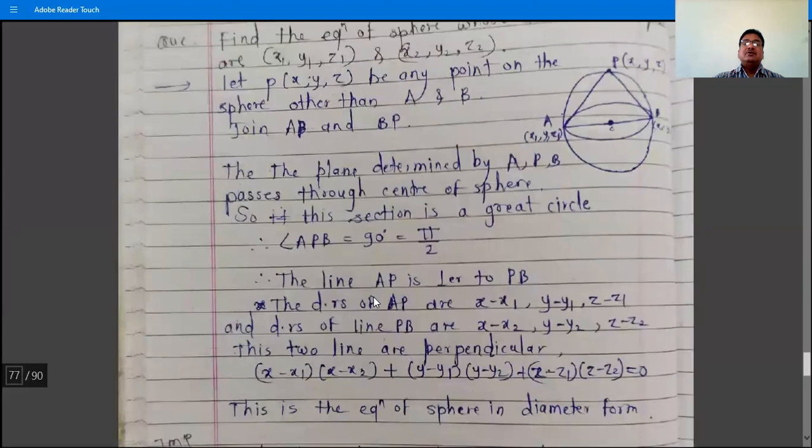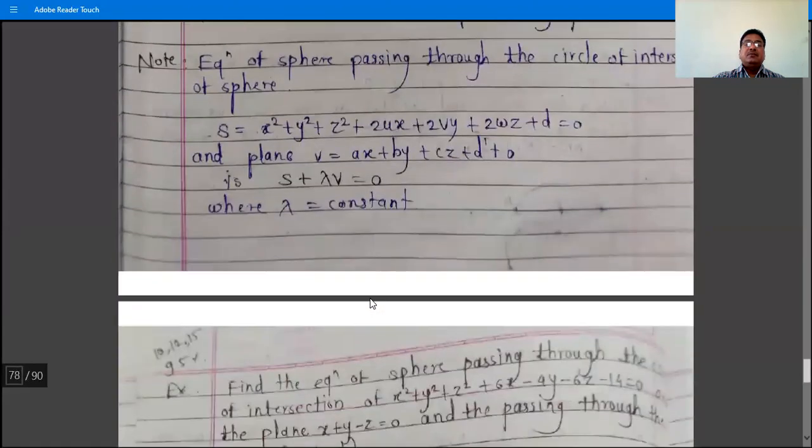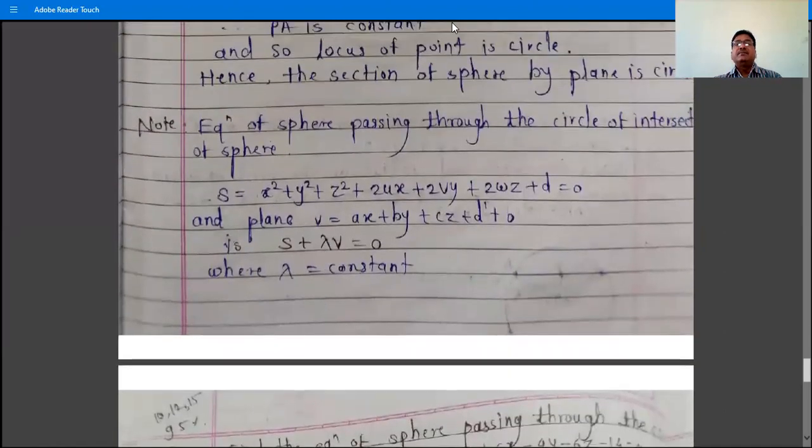If the equation of the sphere is denoted by S, the left-hand side of the sphere equation, and V equals 0 is the equation of the plane, and the intersection of this sphere and plane is a circle, then the equation of the sphere passing through this circle is S plus lambda V equals 0. S is the equation of the sphere and V is the equation of the plane. So S plus lambda V equals 0 is the formula to obtain the equation of a sphere passing through the circle of intersection of a sphere and a plane. We will see examples on this topic in the next lecture.